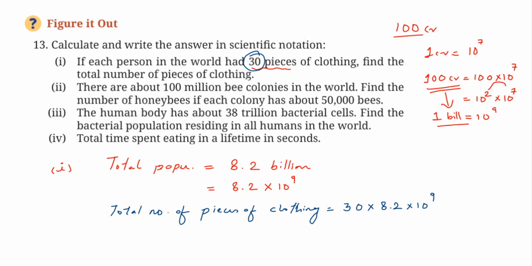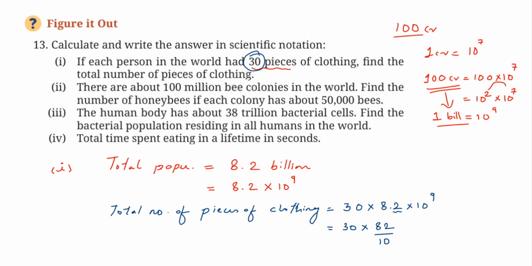So what we can do here is we can avoid the decimal point. The easy method, which you have learned in your lower classes, is we can convert the decimal number into a fraction by just removing the decimal point. And in 8.2 there is only one digit after the decimal point, right? So I can write this as 30 times 82 by 10. So I'll get 10 in the denominator. This is the easy way to convert a decimal number to a fraction.